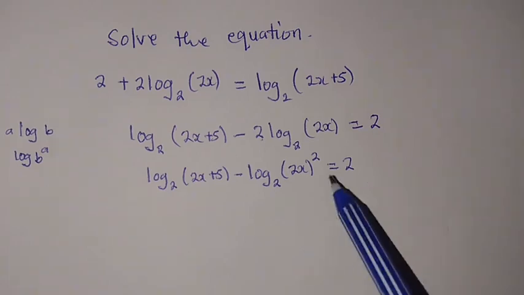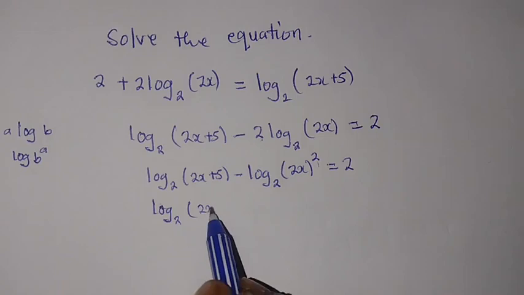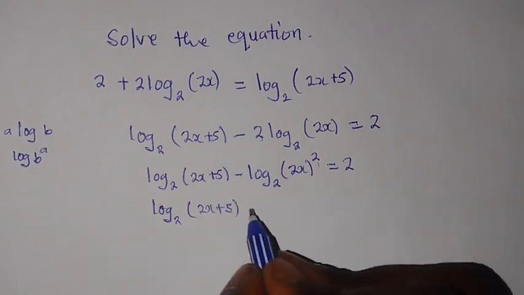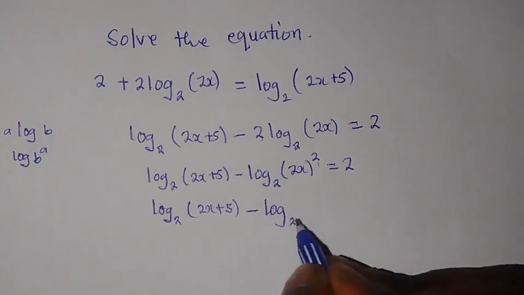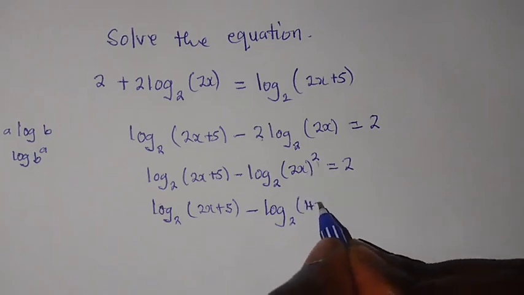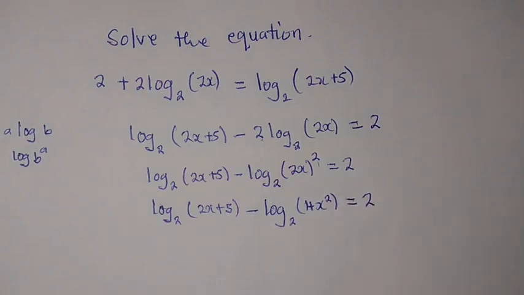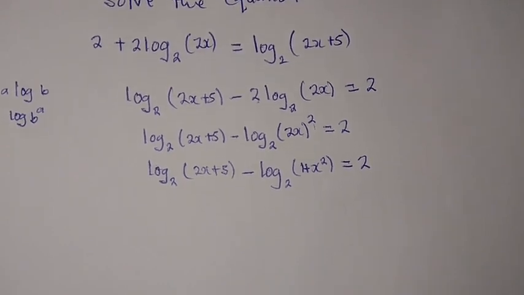So from here now, let's just simplify this part. We're going to have log 2 of (2x plus 5) minus log 2 of (2x) raised to the power of 2. This will be 4x squared, then equal to 2. I hope it's clear here. Now from this stage, what's next? What's next from this stage is that we can write it as one, because here we have log with a base of 2, as you can see.